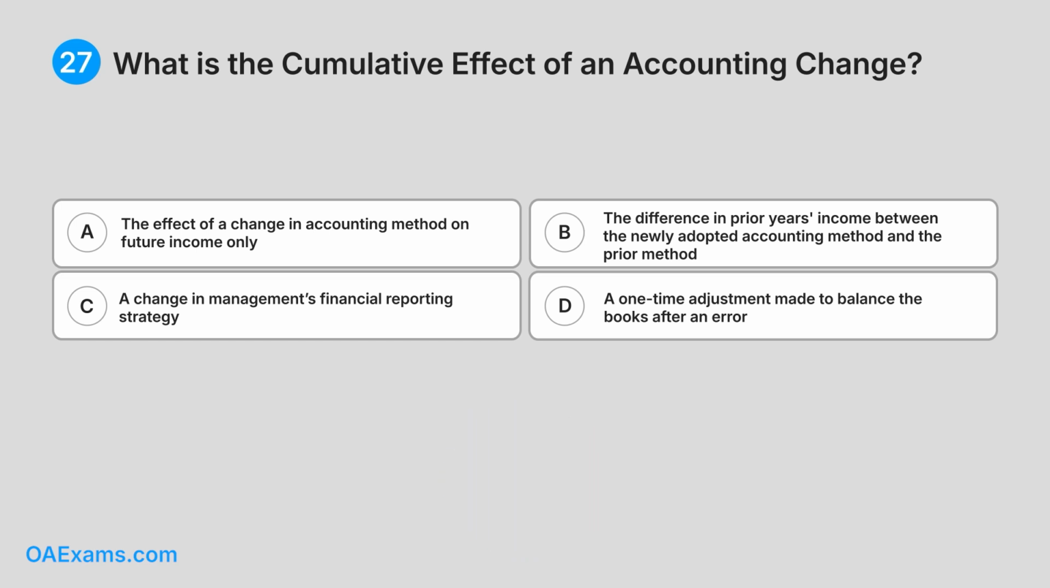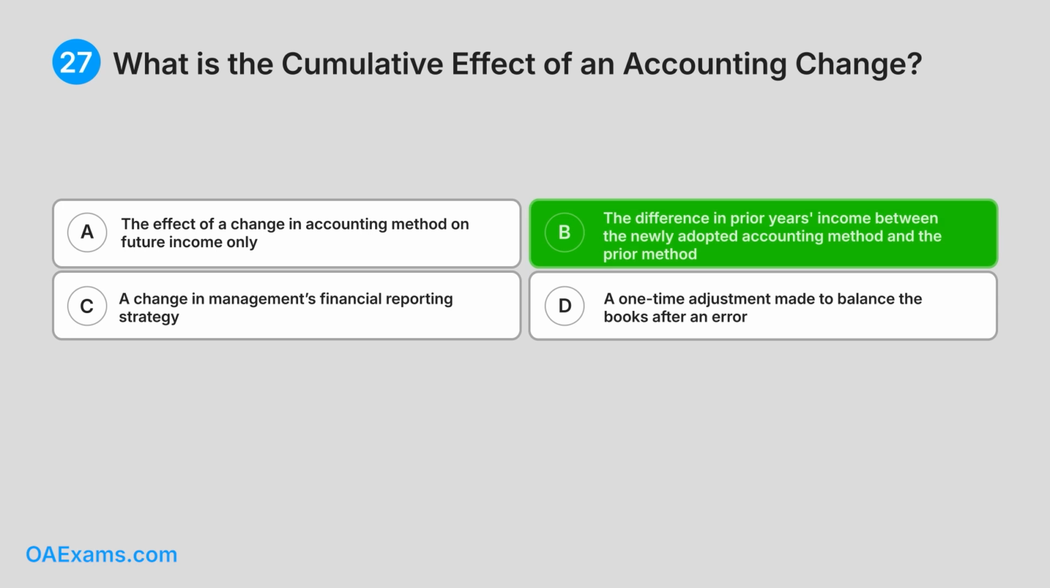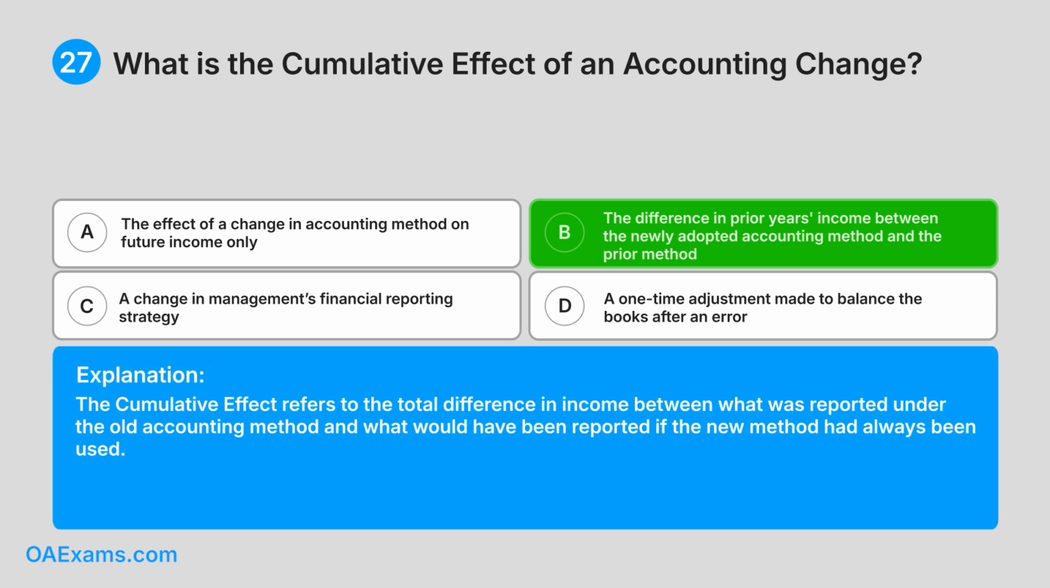Correct answer. B. The difference in prior year's income between the newly adopted accounting method and the prior method. Explanation. The cumulative effect refers to the total difference in income between what was reported under the old accounting method and what would have been reported if the new method had always been used.